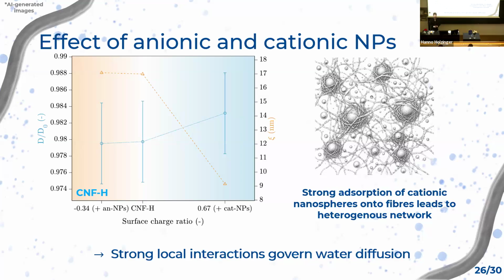So they drape and attach, and the nanospheres become points of aggregation. That means we get a more heterogeneous network, which means it still densifies in certain areas, which the correlation length can show, but the water diffusion doesn't change anymore. Because now we also have areas in between with less confined water that can allow water to diffuse through. So the takeaway of this one is that the strong local interactions actually govern diffusion in these hybrid systems.